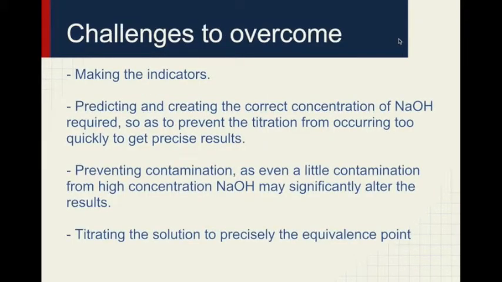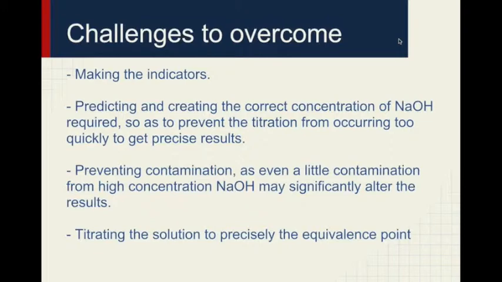The first challenge we had to overcome was making the indicators. Beets, turmeric, geranium petals, and blueberry jam all come in forms that we can't really titrate. So first we had to create solutions for these.